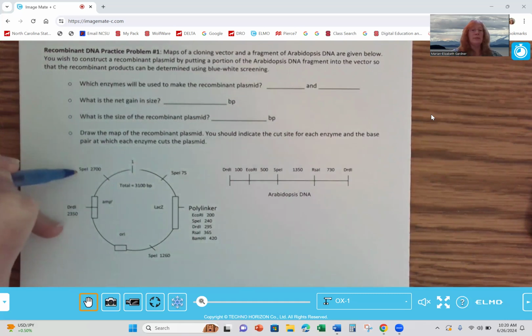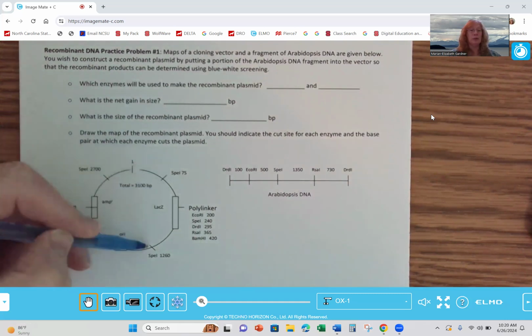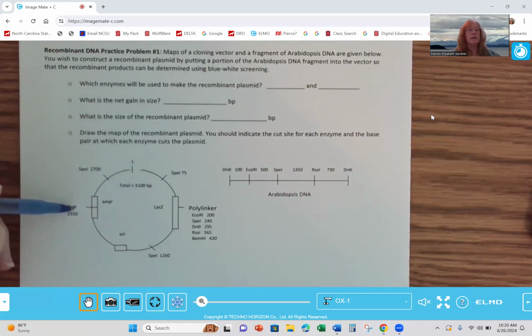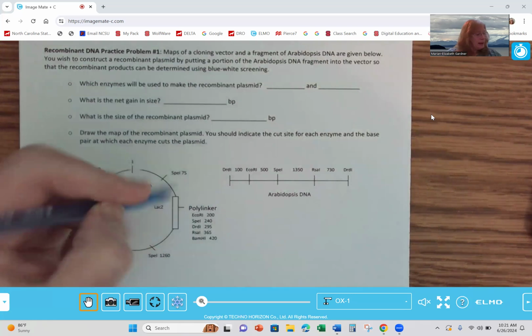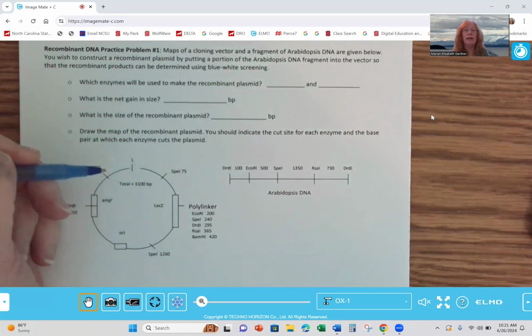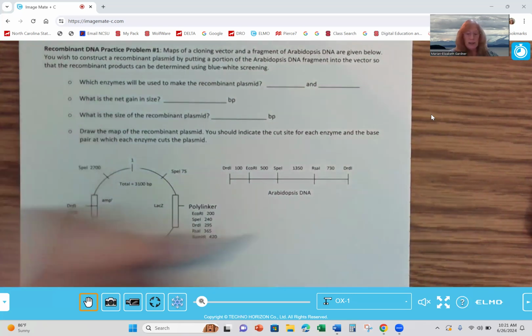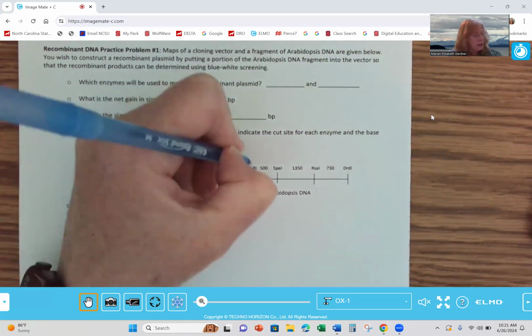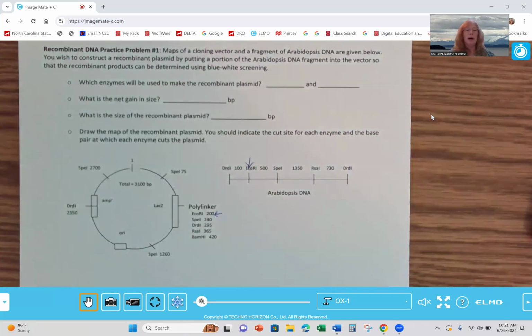So I don't want to use SpeI because it's found multiple times and it's not just in the polylinker. I don't want to use DrdI because it's also found somewhere outside the polylinker. EcoRI, though, is only found one time, and it's present over here in our Arabidopsis DNA. So EcoRI is a good choice. And I'm just going to put a little arrow next to both of my EcoRIs, one in the polylinker and one in the Arabidopsis. We've already said we don't want to use SpeI or DrdI.